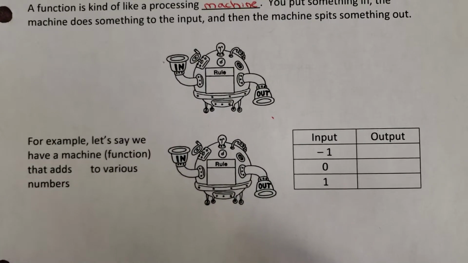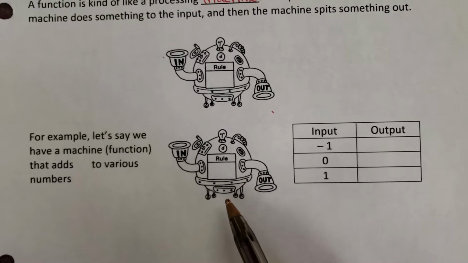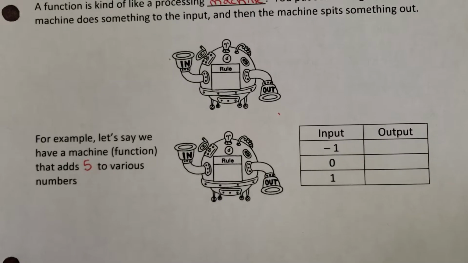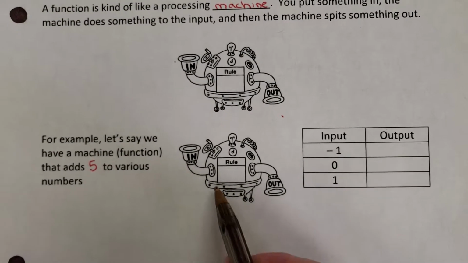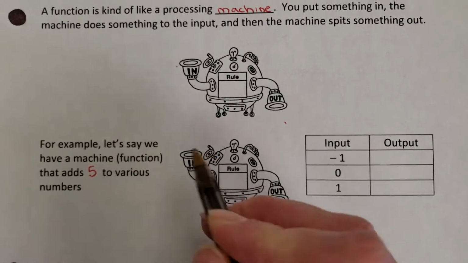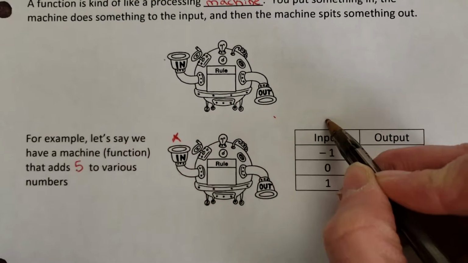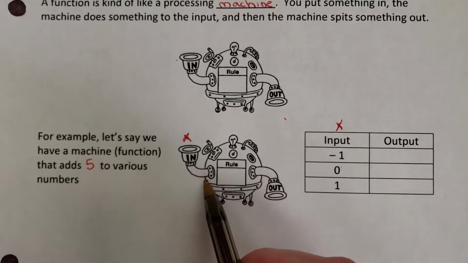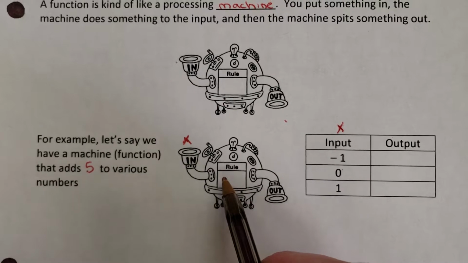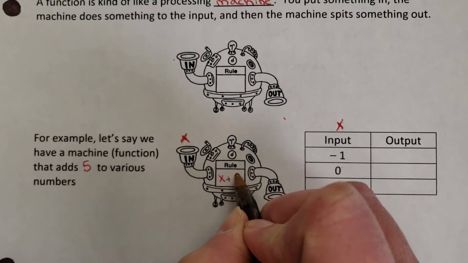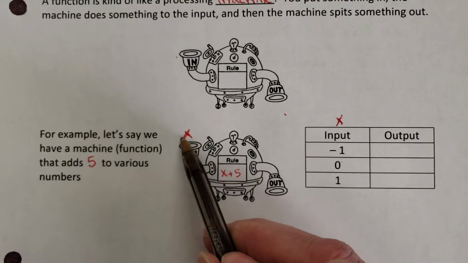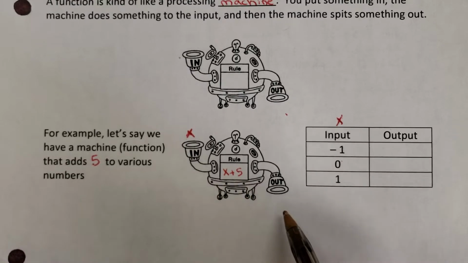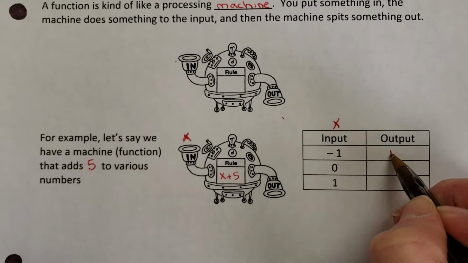So let's say we have a mathematical machine, and its job is adding 5 to all of the numbers that go into the machine. So here's the in. Remember, in is the same thing as x, or in is the same thing as input. Let's say we put -1 into this machine, and the machine has the job of adding 5 to all of the x's. So x plus 5. So if I put -1 in, and the job is to add 5, -1 plus 5 is 4. 4 would come out of this machine.